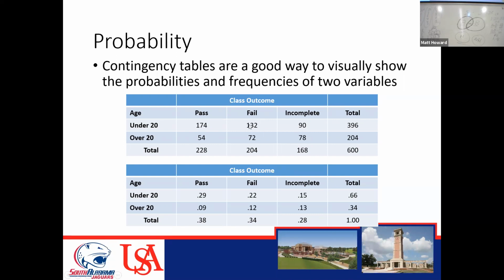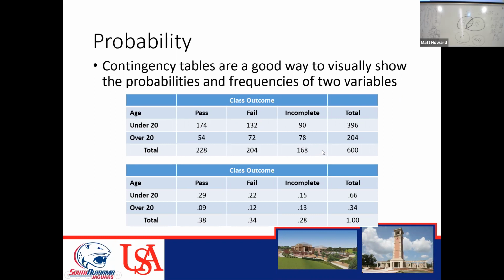So that's what we do for those 6 cells right there, is we just take the direct observations and put them into cells. But then for these outside cells, we have to add up the rows and columns. So this right here simply adds up the row, and we see that we have a total of 396 students who are under 20. This right here, we add up the row, and we see we have 204 students who are over 20. And we can do the same thing for the columns. 228 passed, 204 failed, and then 168 had incomplete.